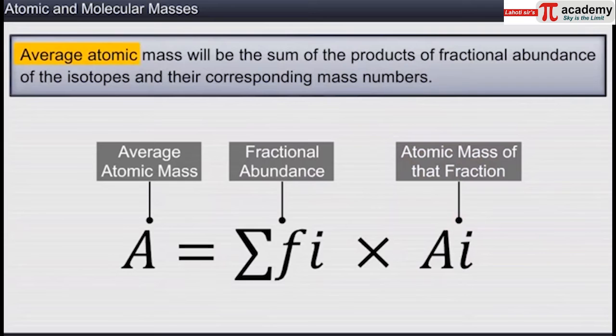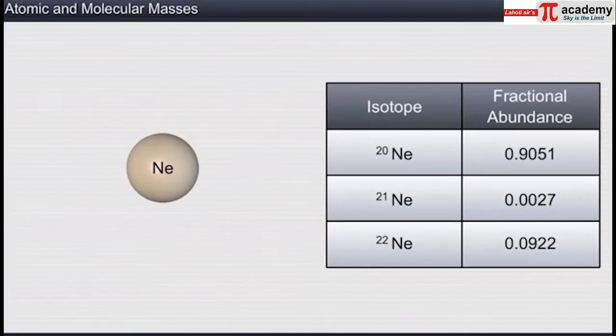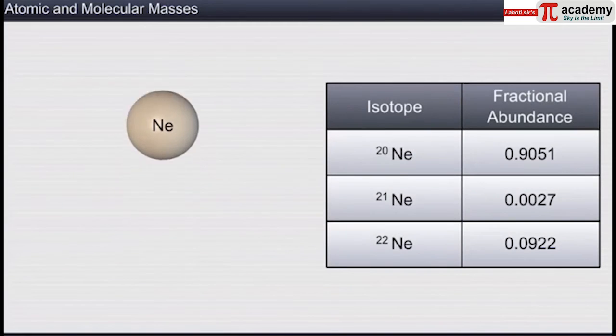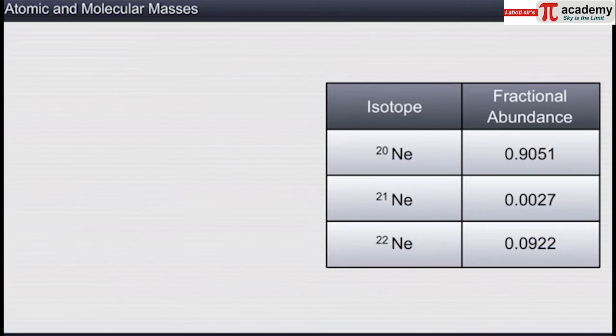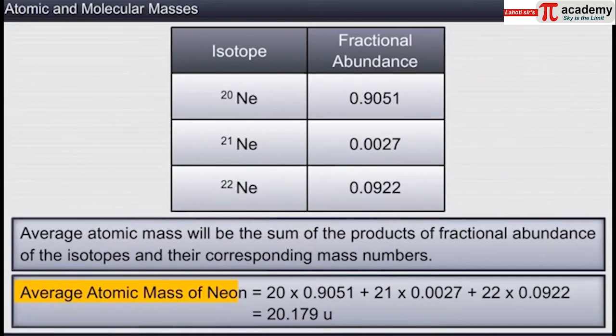Thus, the average atomic mass will be the sum of the products of fractional abundance of the isotopes and their corresponding mass numbers. For example, neon consists of 3 isotopes: neon-20, neon-21 and neon-22, which have mass numbers and fractional abundances as shown in the table. The average atomic mass of neon will be calculated as 20.179 u.